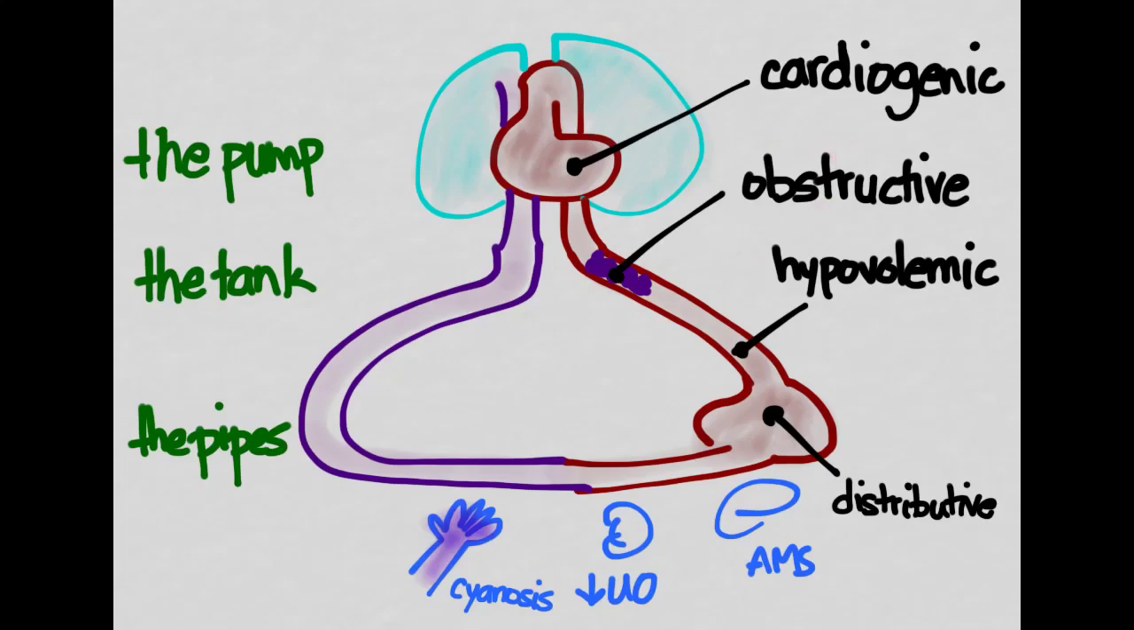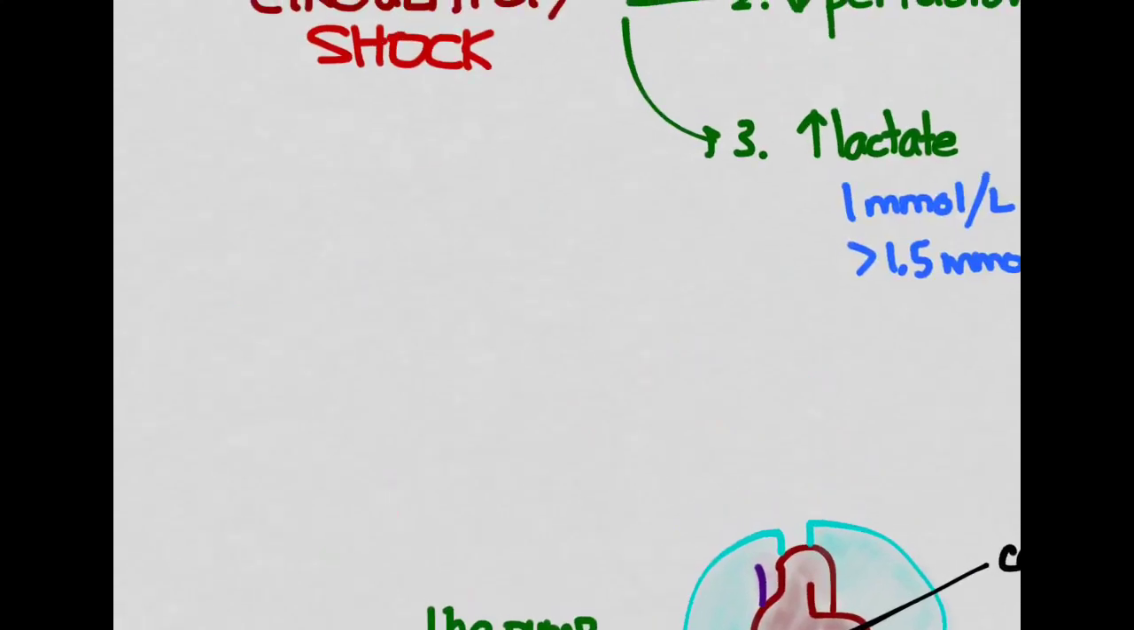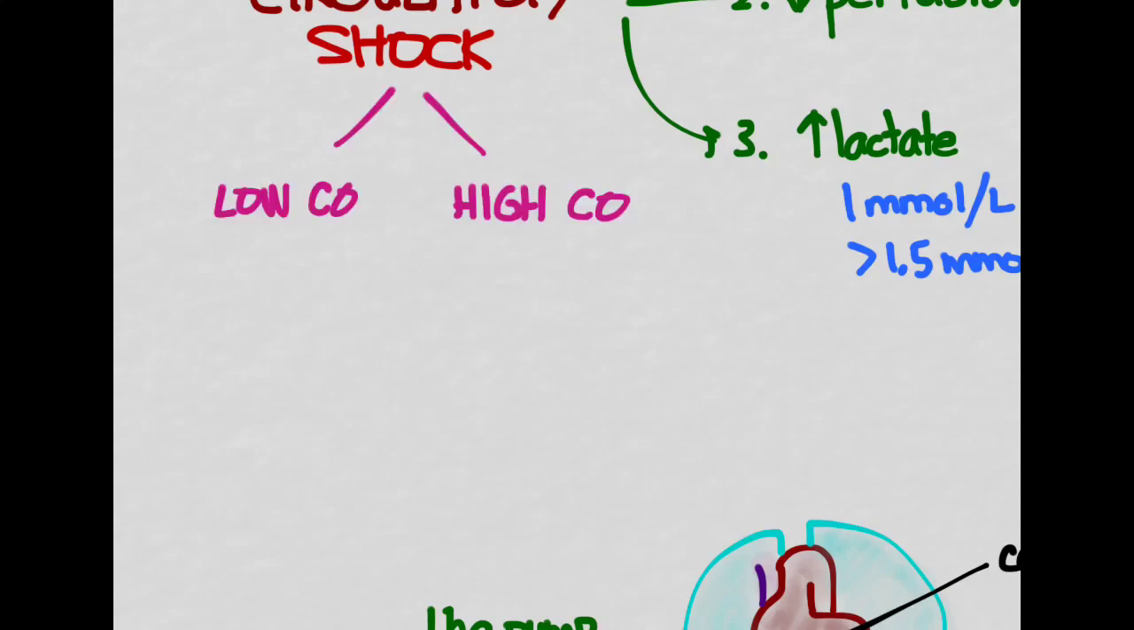The other categorization I've seen is categorizing them as either low cardiac output or high cardiac output. And if you think about the pictures that I drew, you can probably figure out which goes in which. If you don't have enough fluid, you know that there's not going to be a lot of cardiac output, right? So hypovolemia would go in here. If the pump is not working, if the heart's not working, you're also going to have low cardiac output. And finally, if something is blocking blood flow, like an obstructive shock, you're going to have low cardiac output.